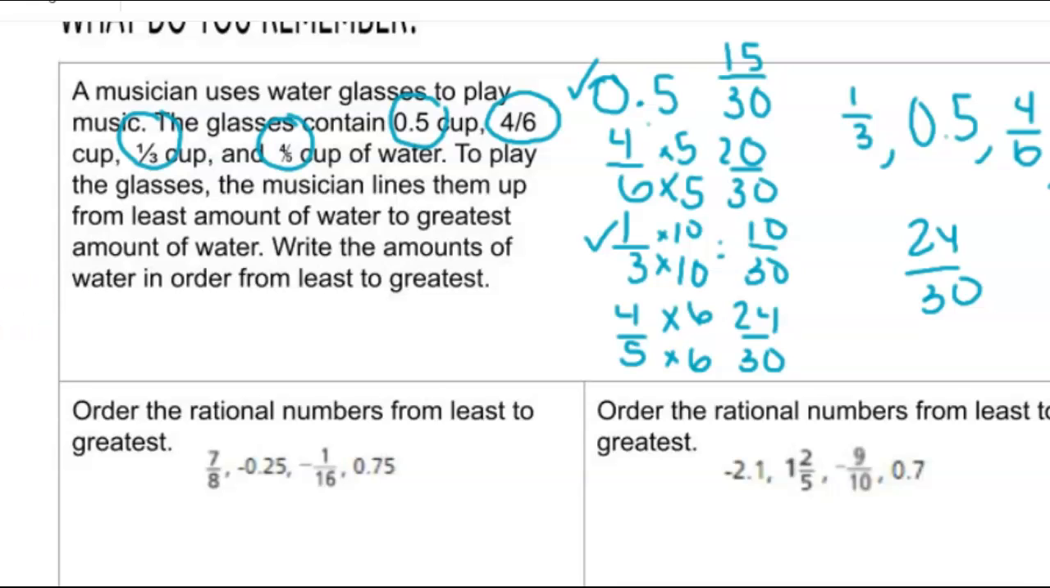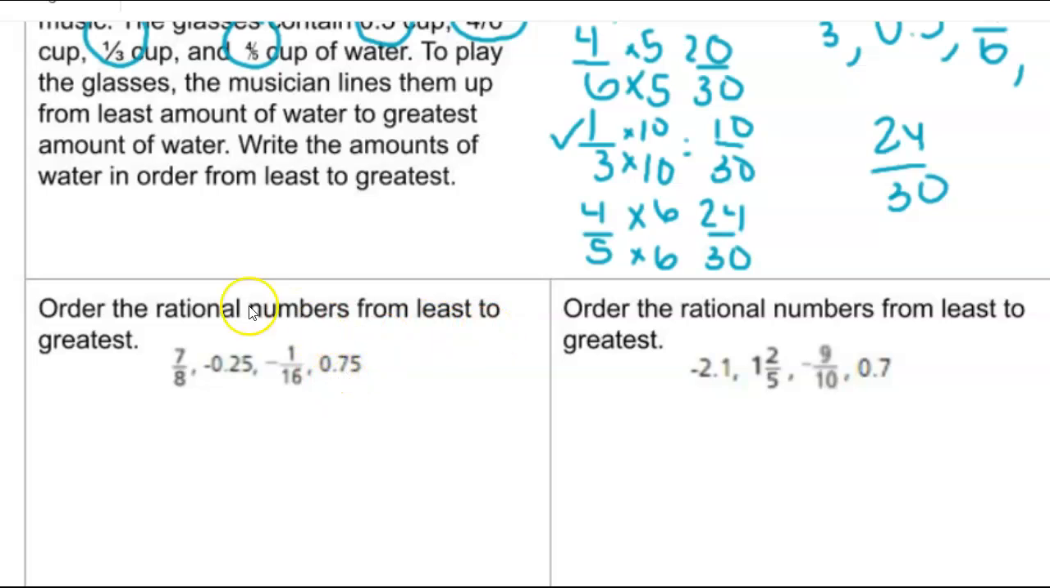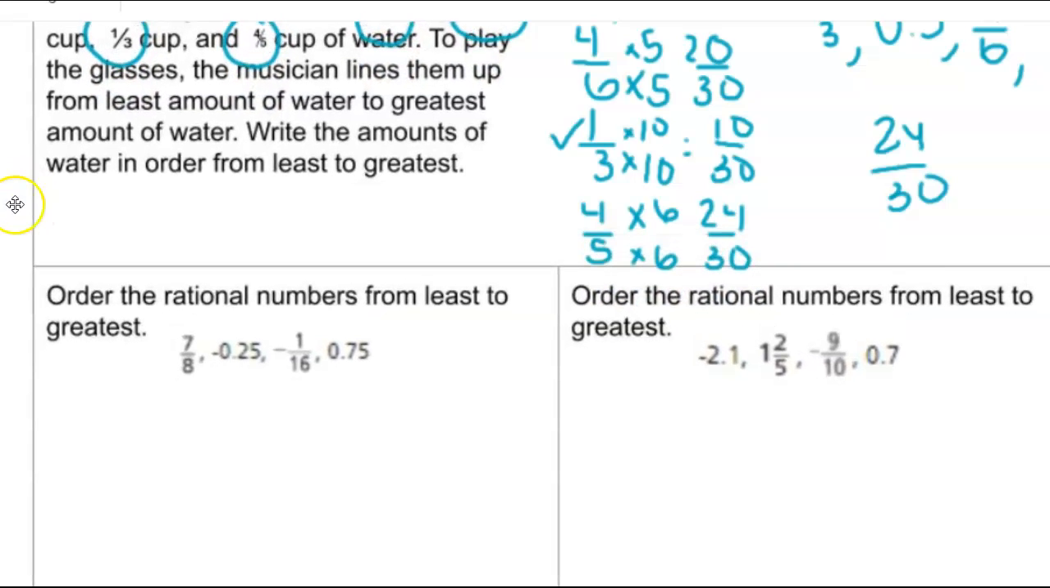Okay, we have 2 more questions on here. We're going to order rational numbers from least to greatest. We have this set, and then we have this set. So it's going to take us just a little bit to get through that. First off, we're going least to greatest, so I know my negative numbers are going to come first. My positive numbers are going to come second. So I'm going to change my decimals into fractions.